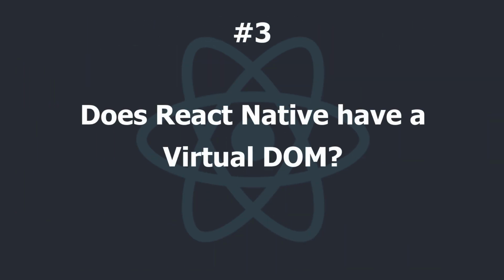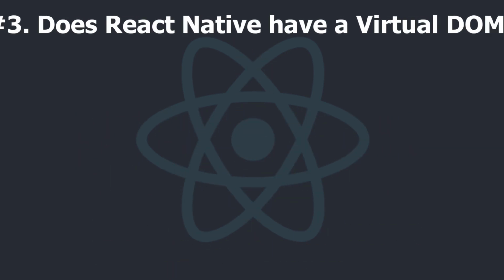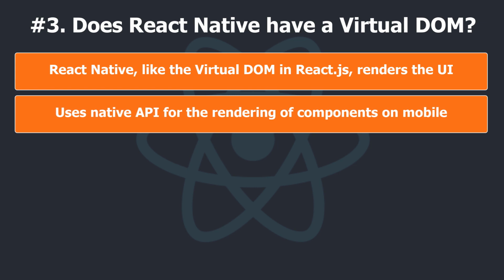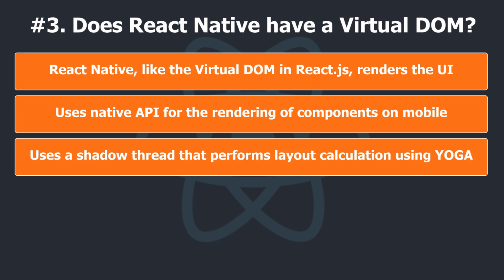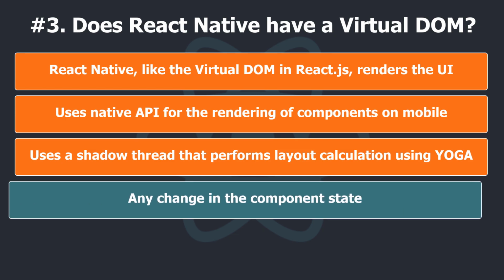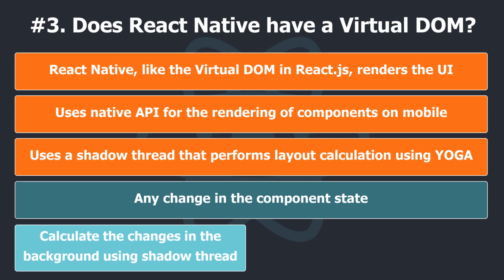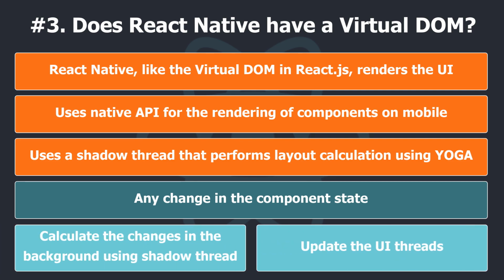Does React Native have a virtual DOM? Yes, React Native, like the virtual DOM in React.js, renders the UI. React Native components map to the actual real native iOS or Android UI components that get rendered on the app. That means React Native uses native APIs for the rendering of components on mobile. React Native uses a shadow thread that performs layout calculation using Yoga. In case of any change in the component state, it will calculate the changes in the background using the shadow thread, then update the UI threads.